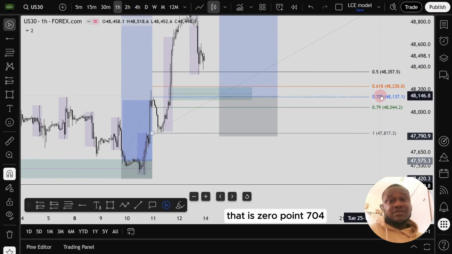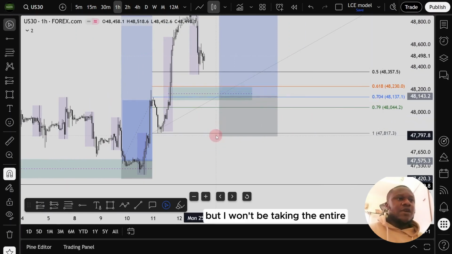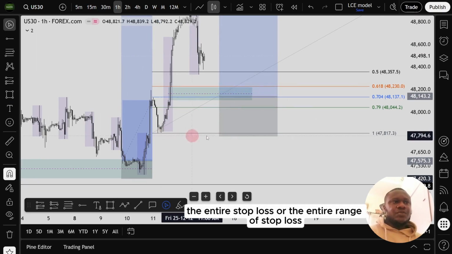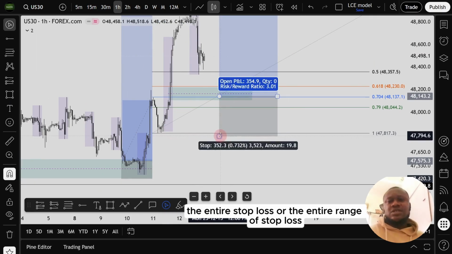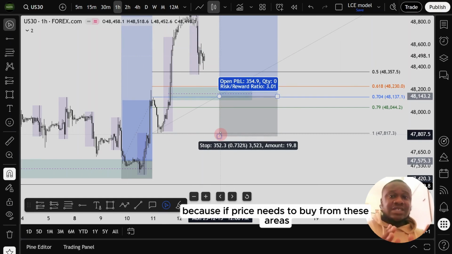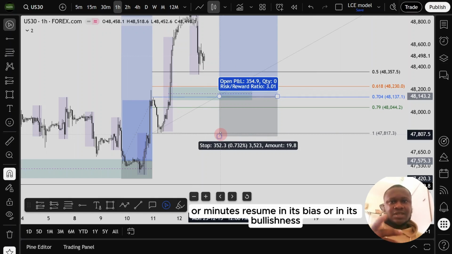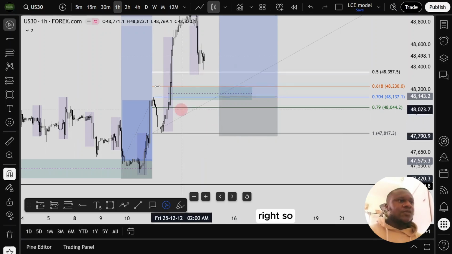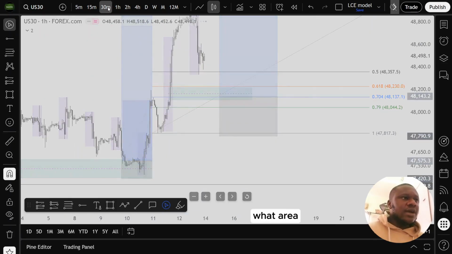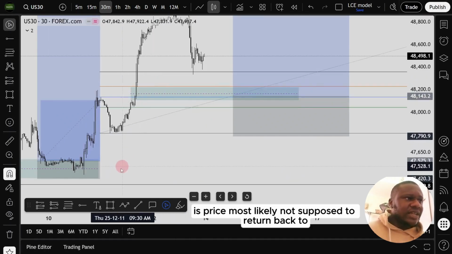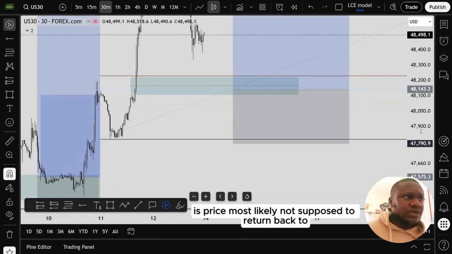That's 0.704. But I won't be taking the entire stop loss or the entire range as stop loss, because if price needs to buy from these areas, it just needs to tap into this price point, and in the next few hours or minutes resume its buys or its bullishness, right? So what area is price most likely not supposed to return back to?